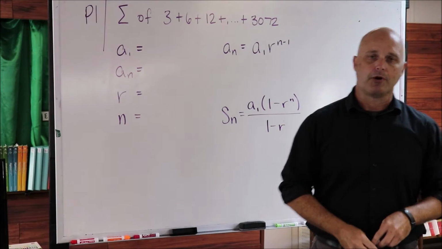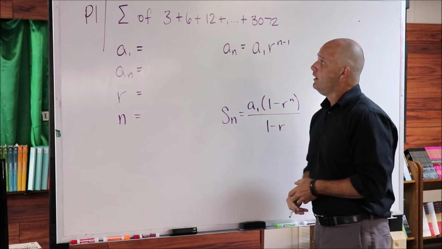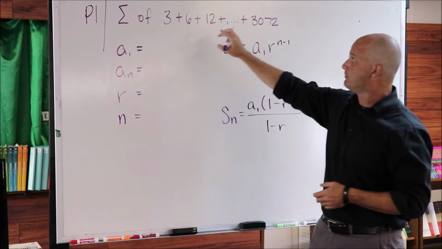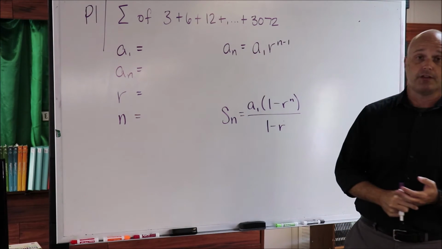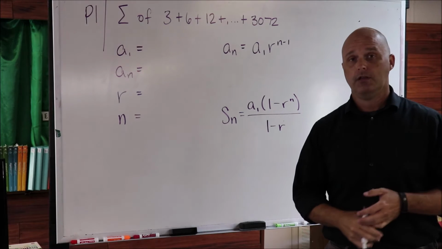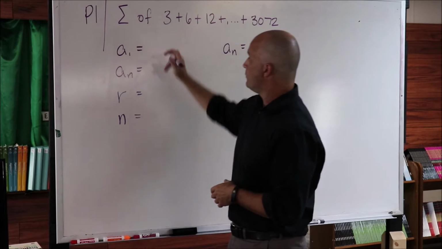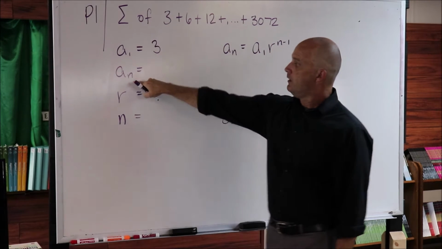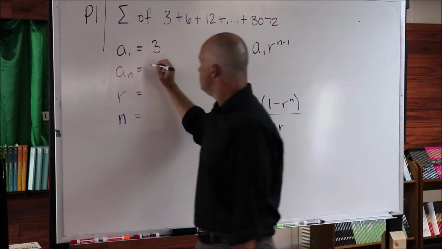Let's now take a look at the process to find the sum of a geometric series. So here we've got the problem, which is to find the sum of 3 plus 6 plus 12 and on and on until you hit the number 3072. So the first thing that we want to establish is, what is our first term? First term is 3, so I'm going to say a sub 1 is equal to 3. Then our last term, a sub n, is 3072.